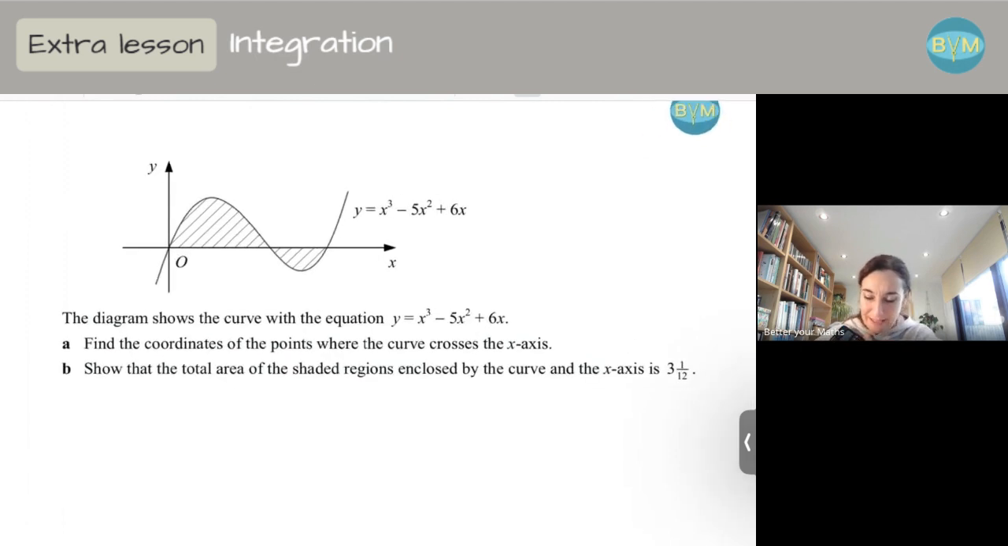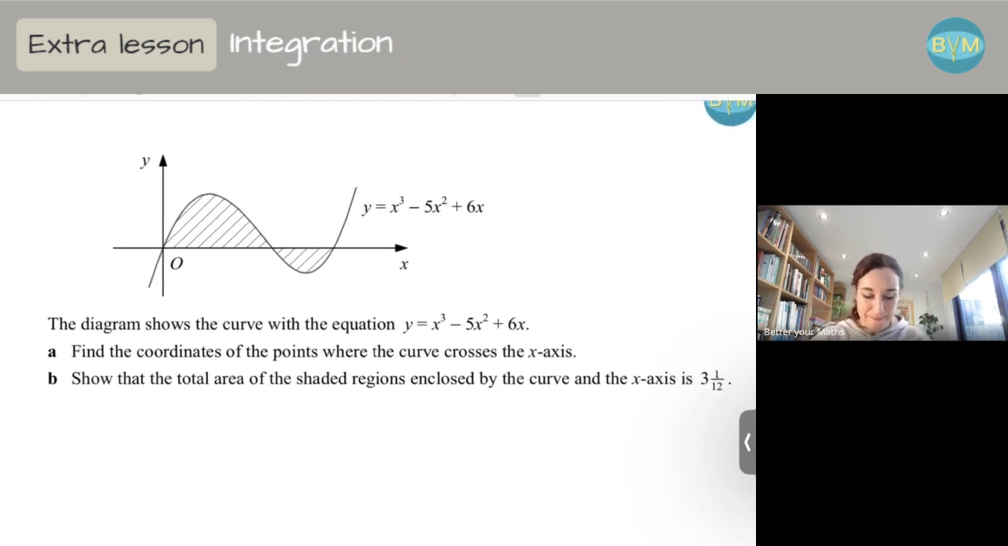So then I let you think a tiny bit about this question. I'm not going to do anything, I just want you to try. So you see, they give you the sketch. This is a cubic. And they say the diagram shows the curve with this equation, and we have to find the coordinates of the points where the curve crosses the x-axis. So we are finding the roots.